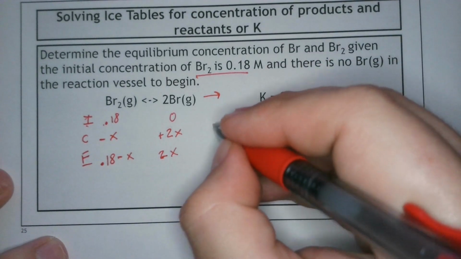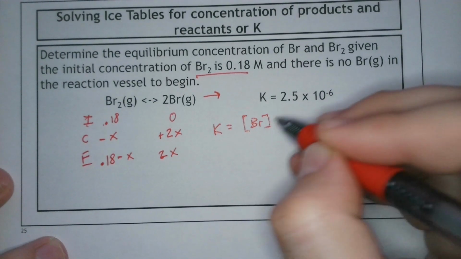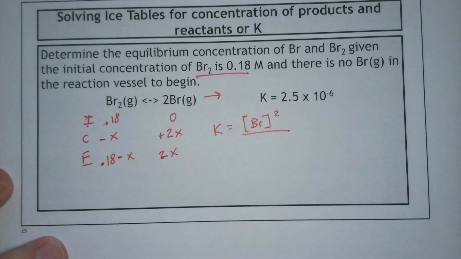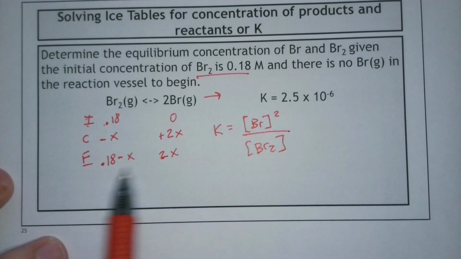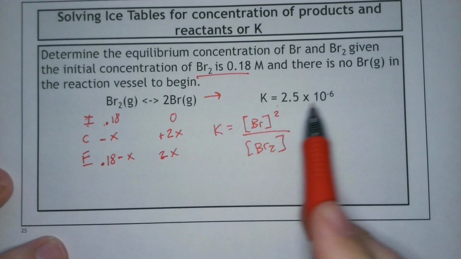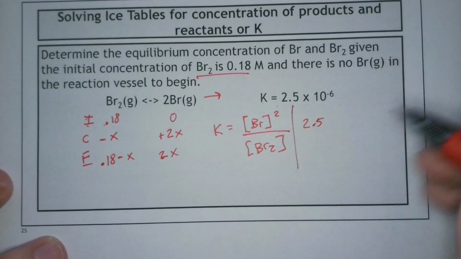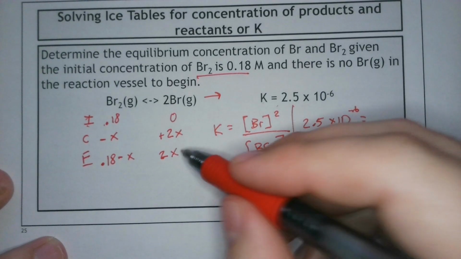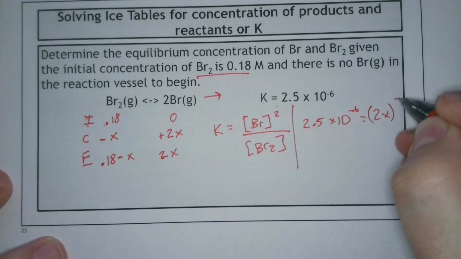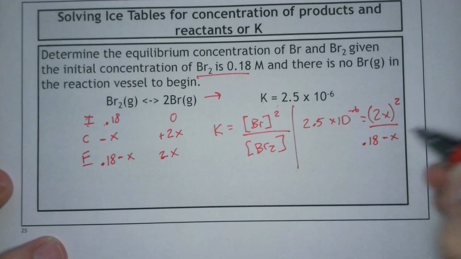So I need to go and write my K. K is products over reactants. So I have Br squared, because there's a 2 in front, over Br2. I plug in my values, even though they have X's, I could still solve for the X's, into my expression. And I already know K, I'm going to plug that in as well. This gives me 2.5 times 10 to the minus 6 equals Br's concentration, 2x squared, over Br2's concentration, 0.18 minus X.